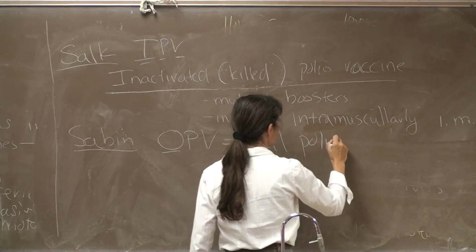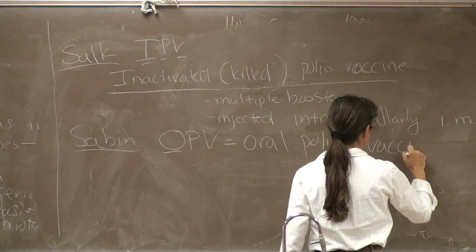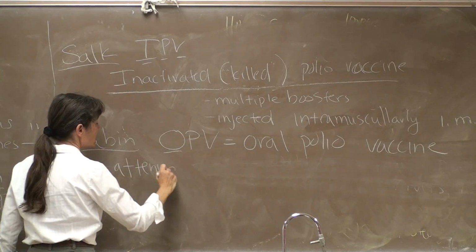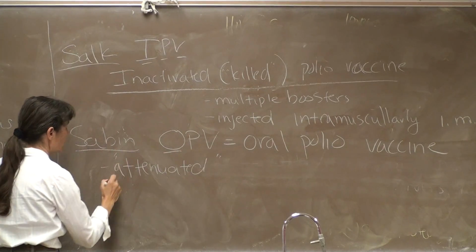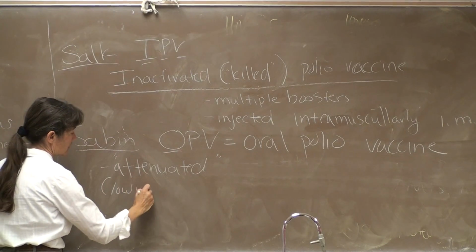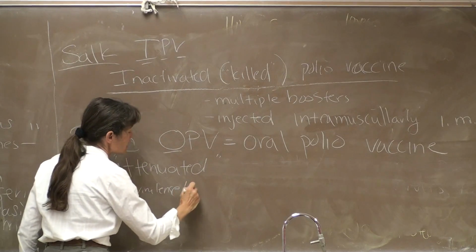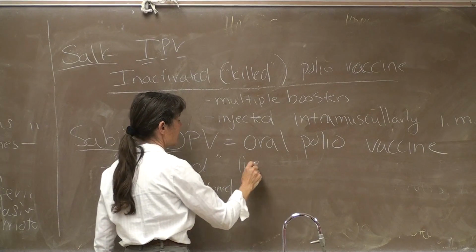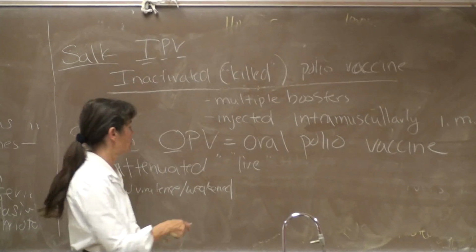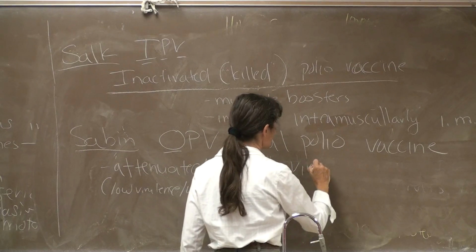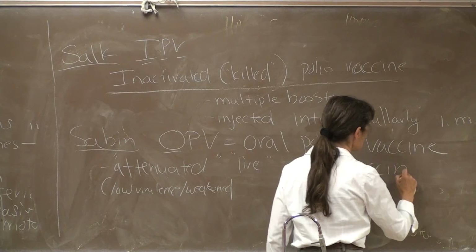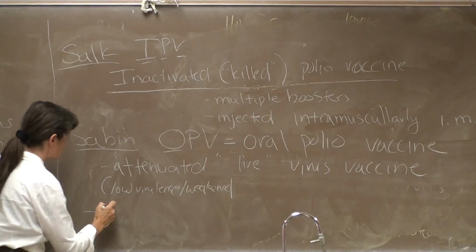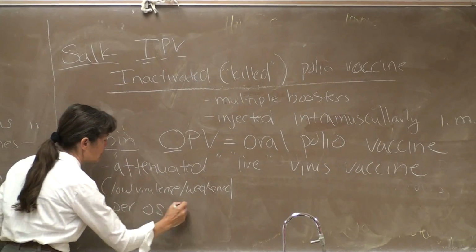And this was an attenuated live virus vaccine. Attenuated means low virulence, weakened, but it was infectious, and we'll put live in parentheses because some people argue viruses aren't live. Attenuated live virus vaccine. And some of the advantages were this could be given orally, per os, PO.